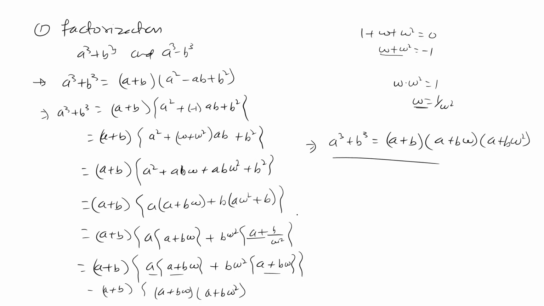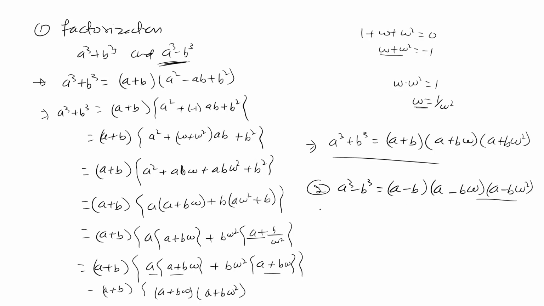This is important. Now we have another, so this is your task, solve this one. So I will write a cube minus b cube in terms of omega, so this will be a minus b into a minus b omega into similarly a minus b omega square. This is the factorization of a cube minus b cube in terms of cube root of unity.